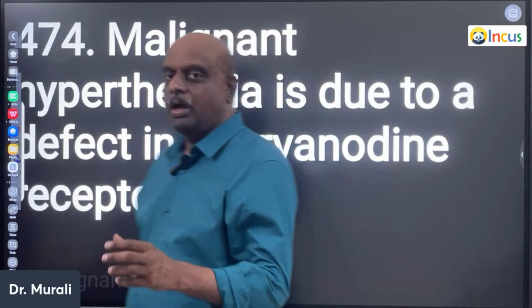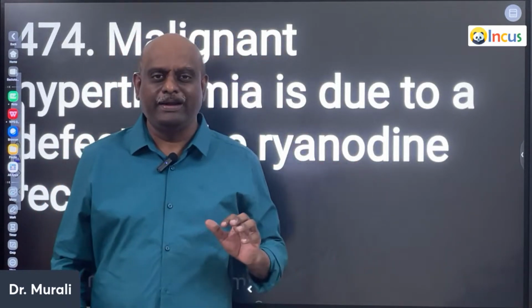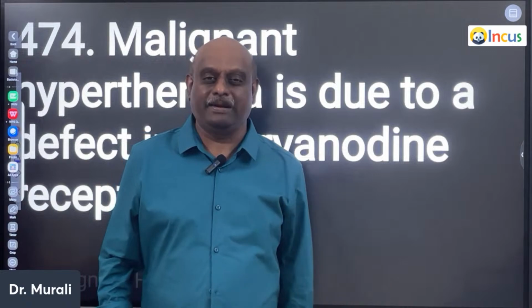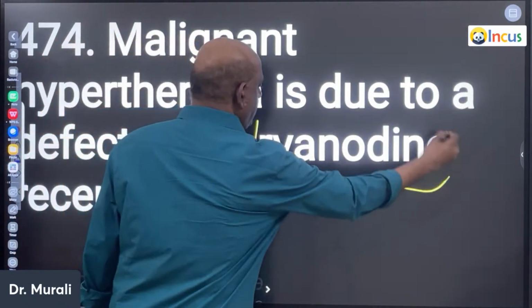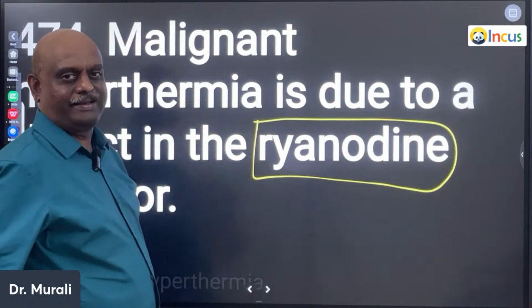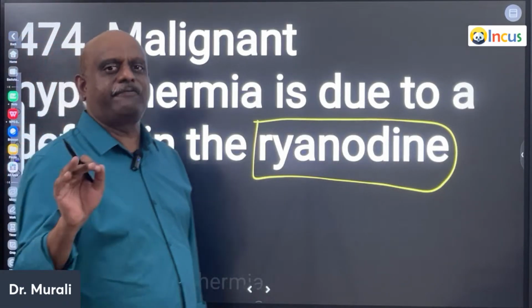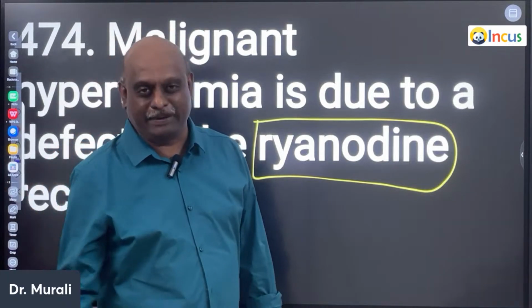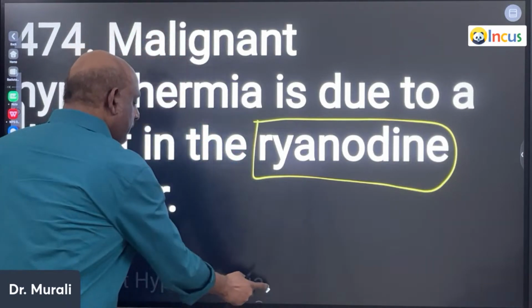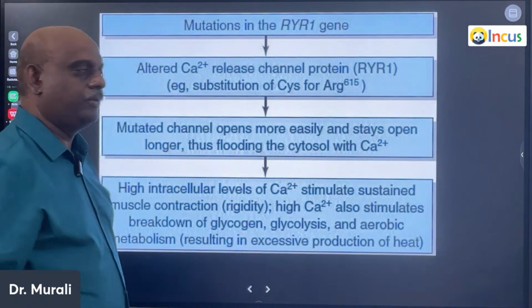Now, why do certain agents like succinylcholine lead to malignant hyperthermia? Basically, you need to remember it is the ryanodine receptor. A genetic defect in the ryanodine receptor will make certain populations vulnerable to malignant hyperthermia when you are using a muscle relaxant like succinylcholine. So you should know the flow.